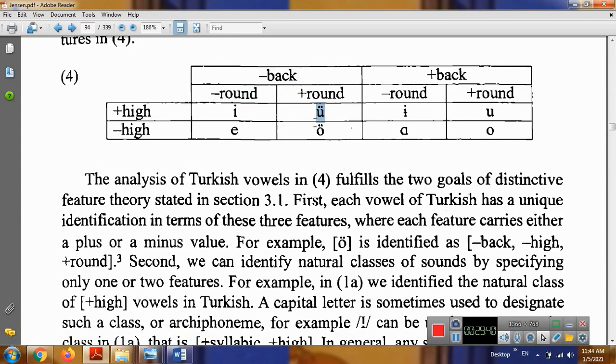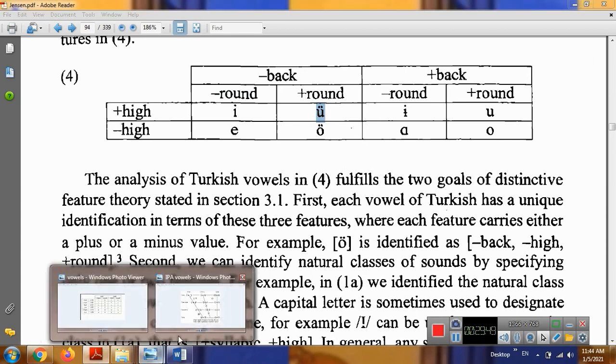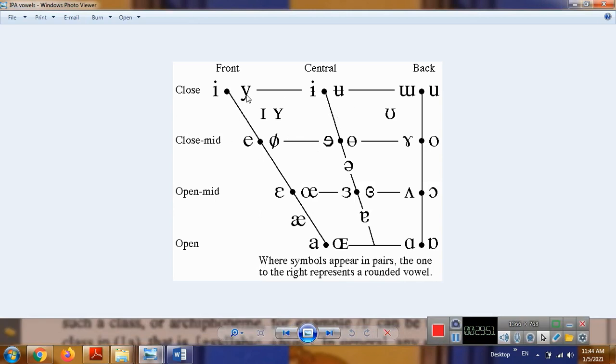In IPA we use a different vowel instead of this vowel. In IPA we use such a vowel, this vowel. You should be able to define all of these vowels according to this diagram.